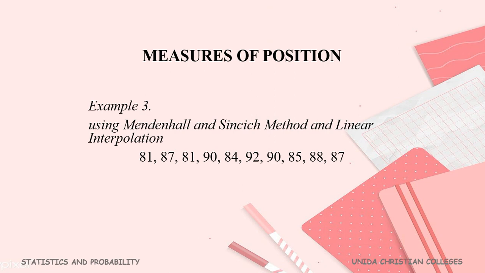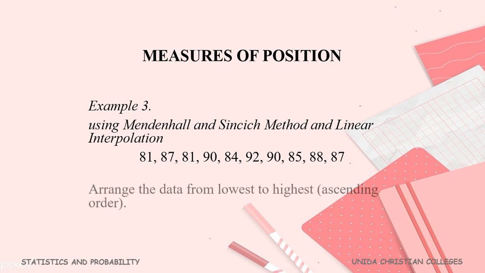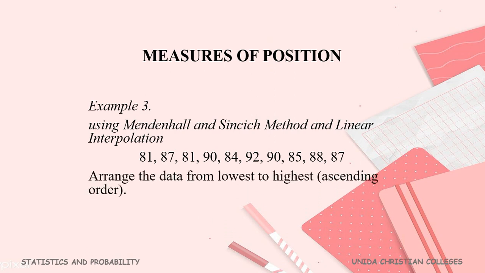81, 87, 81, 90, 84, 92, 90, 85, 88, and 87. Of course, first step is we need to arrange the data from lowest to highest or in ascending order. So, it will become 81, 81, 84, 85, 87, 87, 88, 90, 90, 92, where n is equal to 10. So, count natin. We have 1, 2, 3, 4, 5, 6, 7, 8, 9, 10.